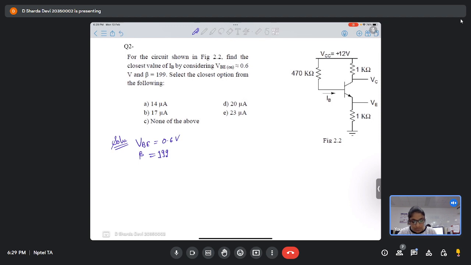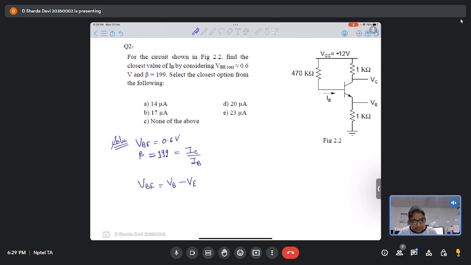Gain. What type of gain is it? Current gain, IC by IB. So for this particular circuit, VBE is given. What do you mean by VBE? It's actually VB minus VE, right?